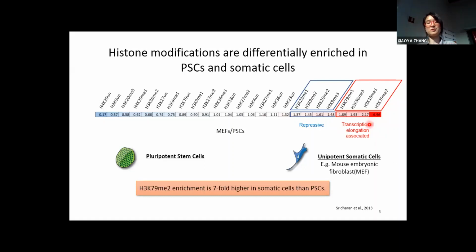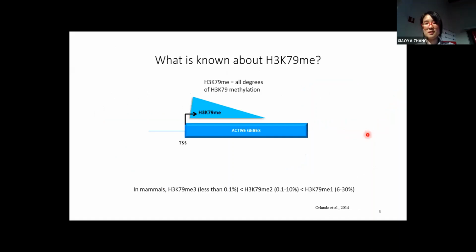Why does it change so much during cell differentiation? And just to give you a little bit of background about K79 methylation, this is an elongation-associated mark that is found on the gene body of active genes near the transcriptional start site. And from here, I'm going to use H3K79me to refer to all degrees of K79 methylation: mono, di, and tri.